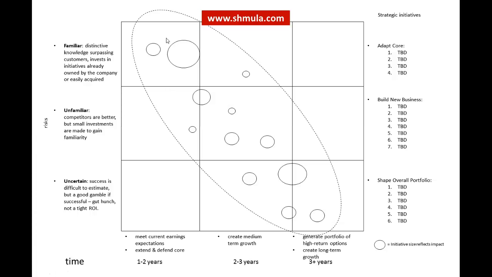And so, for example, the bubble here under familiar and meets current expectations is something that we probably ought to focus on because it has a big opportunity. It helps us to meet current earnings and expectations, and we're already familiar in the space. Now, an example of this would be a company that's already in the industry. Let's say the company creates bagels, and so for that type of company, they may be just extending or defending the core of their bagel business.